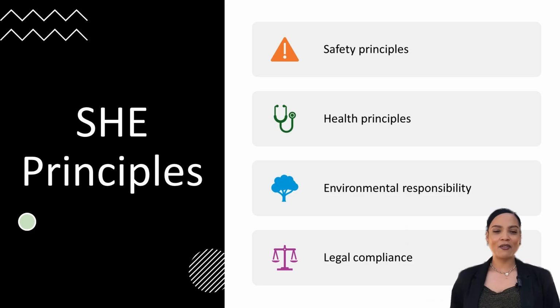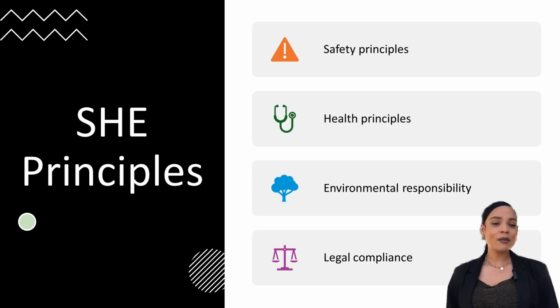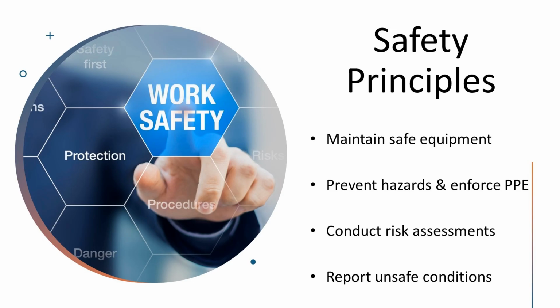The foundation of any safe production environment is built on strong SHE principles: safety, health, and environmental responsibility. These principles guide operational decisions, behavior, procedures, and leadership responsibilities. Safety principles aim to protect workers from injury, harm, or unsafe conditions.